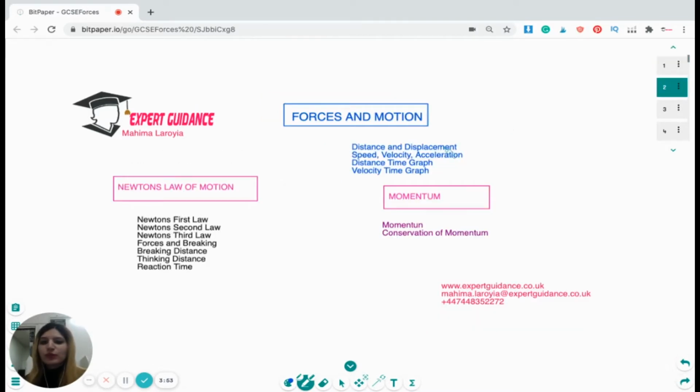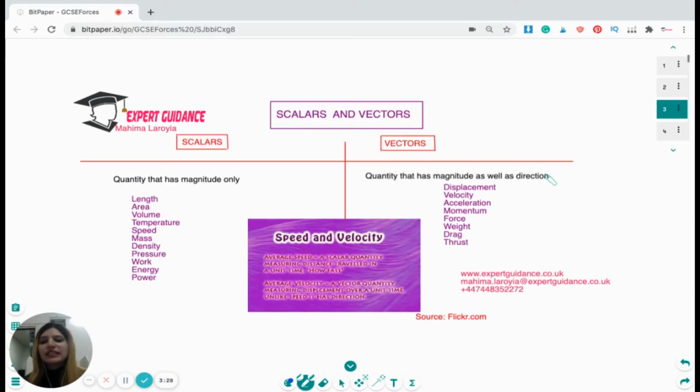And for motion, we'll be covering Newton's laws of motion: Newton's first law, second law, and third law. We'll be covering forces in braking, the braking distance, the thinking distance, and the reaction time. We'll be covering distance, displacement, speed, velocity, acceleration, the distance-time graph, velocity-time graph, momentum, and the conservation of momentum. So let's begin.